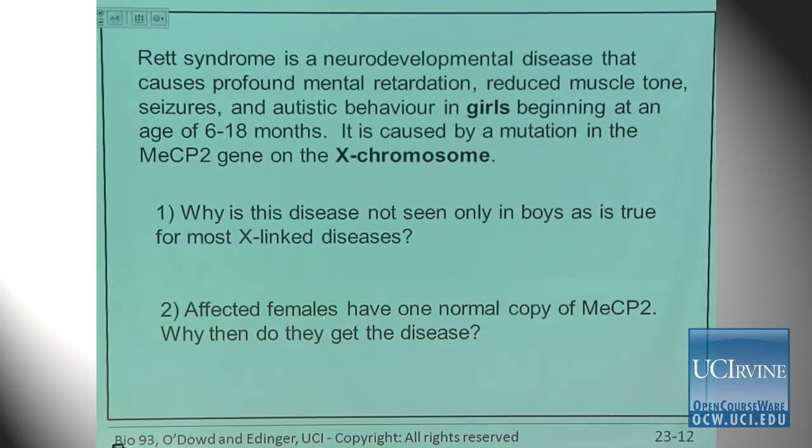And affected females have one normal copy of the gene. Why do they get the disease? So I want you to think about this, talk to your neighbor, and see if you agree on what the answer is, and we'll go over it.